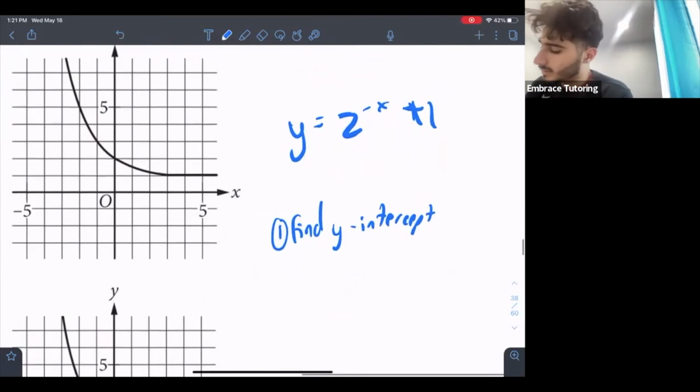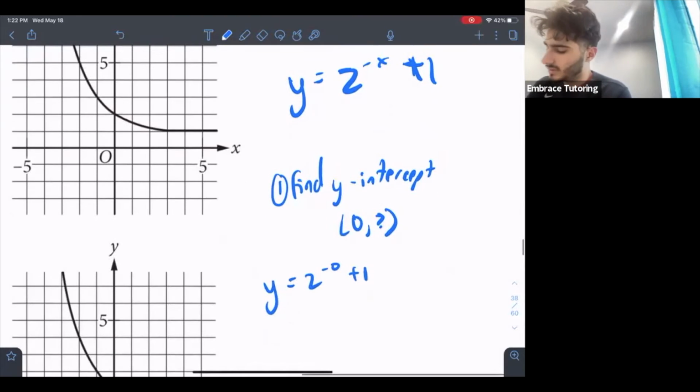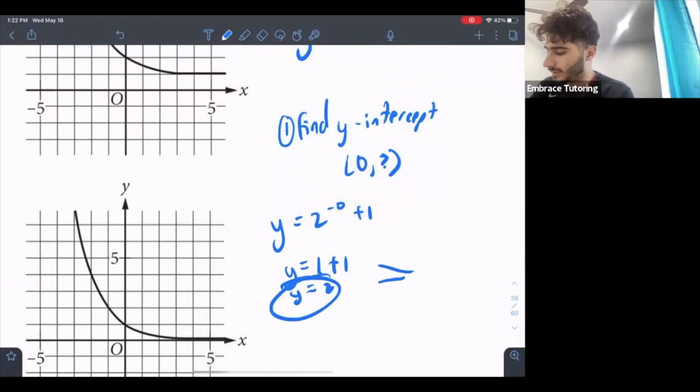So you can plug in to find the y-intercept. The y-intercept is at 0 comma some number, right? So you would plug in y equals 2 raised to negative 0, plus 1. 2 raised to negative 0 gives you 1, plus 1, so y is equal to 2. The y-intercept is 2, not 1.